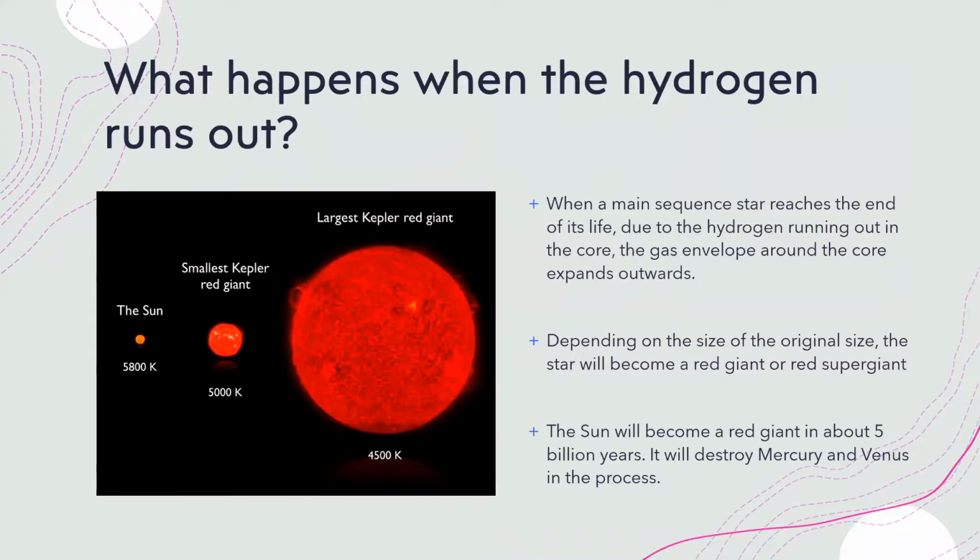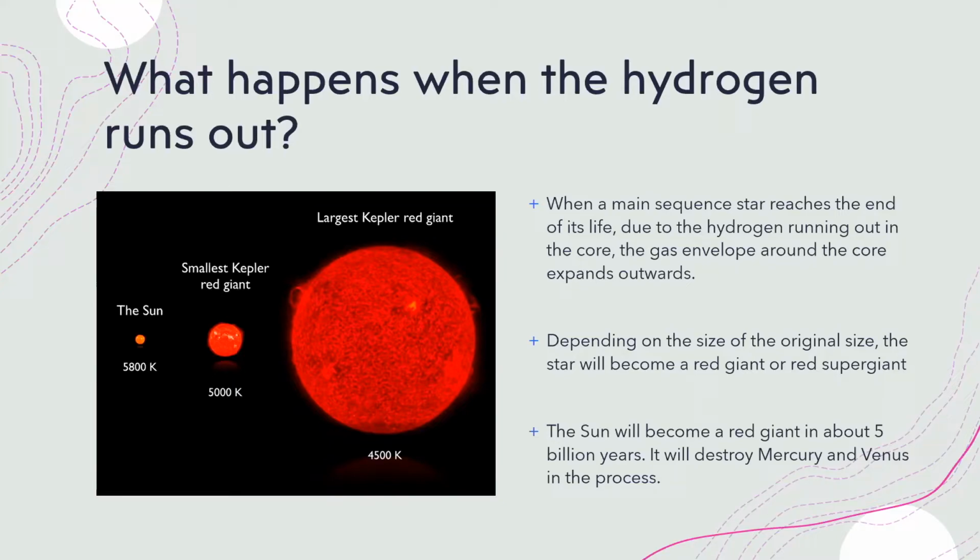So what happens when the hydrogen runs out? When a main sequence star reaches the end of its life, so the sun will reach the end of its life in about 5 billion years. So we've got a while yet, so you don't have to worry about anything immediately. The sun's quite stable. What will happen is that the outer layers will puff out, and it will start to burn heavier elements than hydrogen.